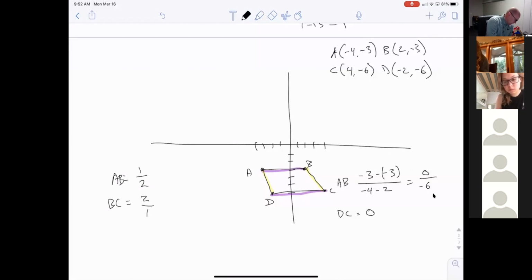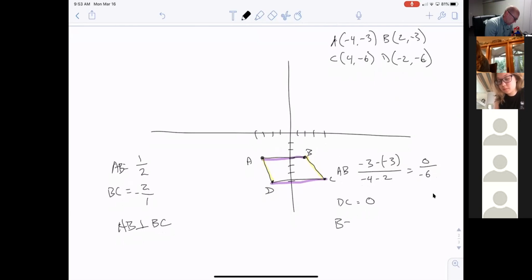So if their slopes were like that, where AB was 1/2 and BC was minus 2 over 1, those two segments would be perpendicular. But in this case, if I were to do the slope for BC, I'm going to find that the slope is 3 over minus 2. So those are not negative reciprocals of each other. 0 and 3 over minus 2 are not negative reciprocals. So those two things are not perpendicular.